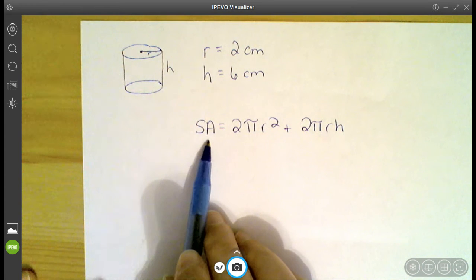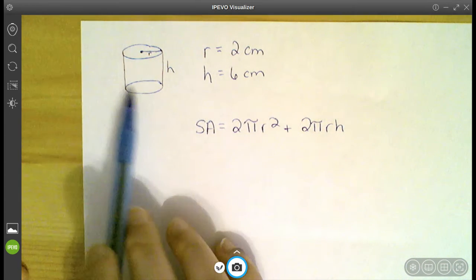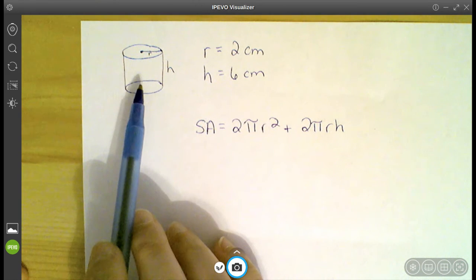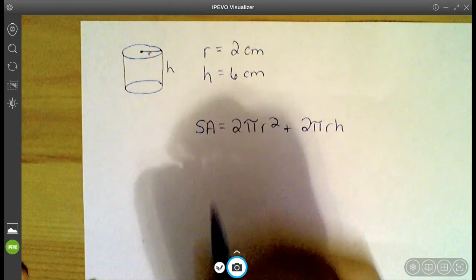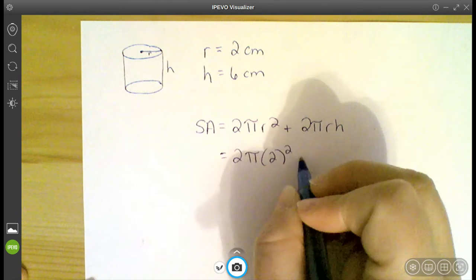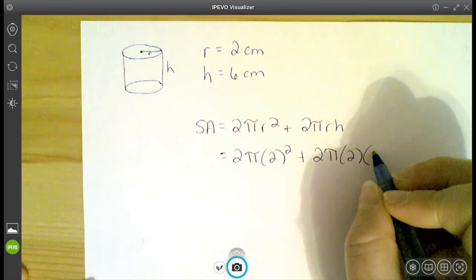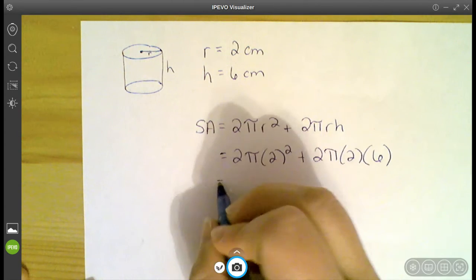So when we find surface area, we're finding how much is on the outside of this figure. So if we were to cover this cylinder with something, how much would we need? So let's go ahead and plug our radius 2 in anywhere we see an r, and then anywhere we see an h, we can put 6.